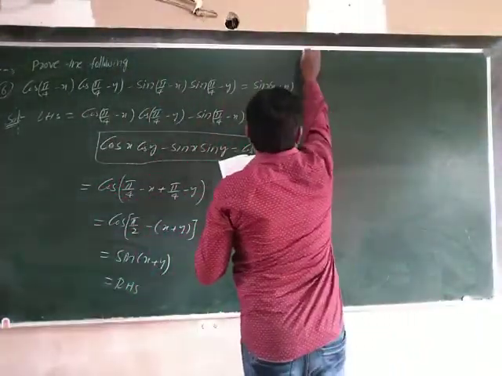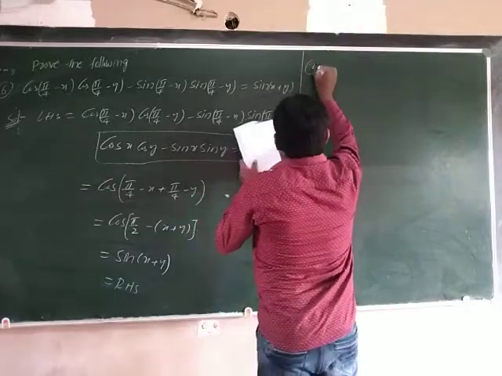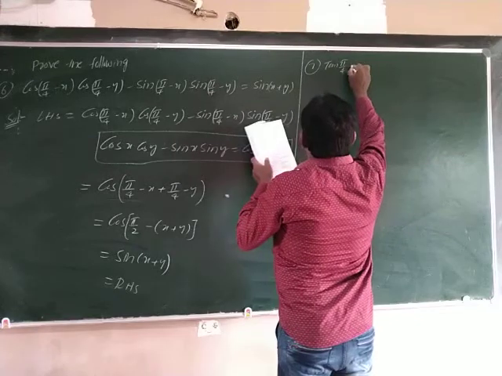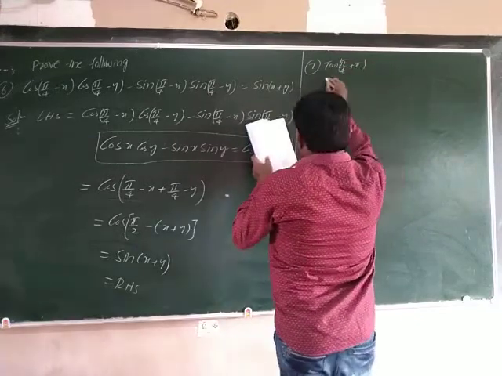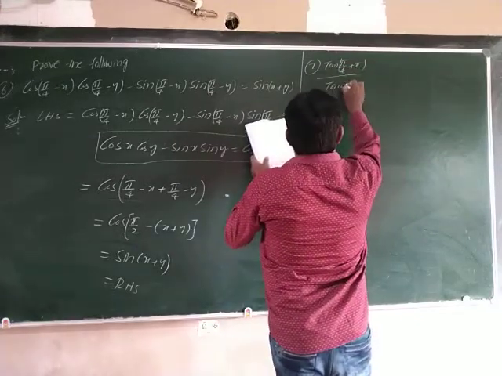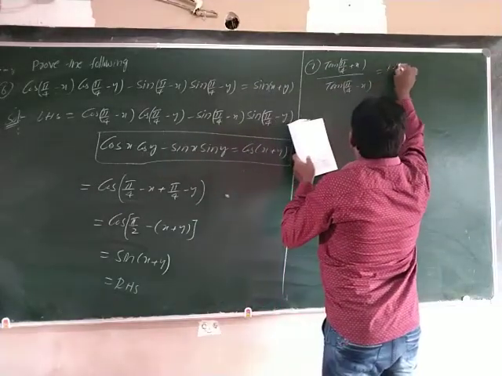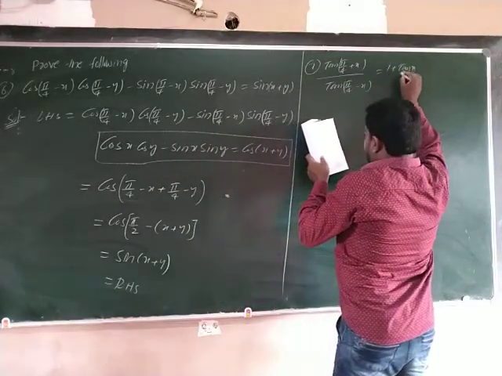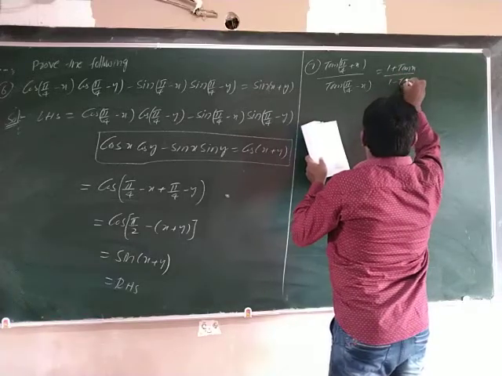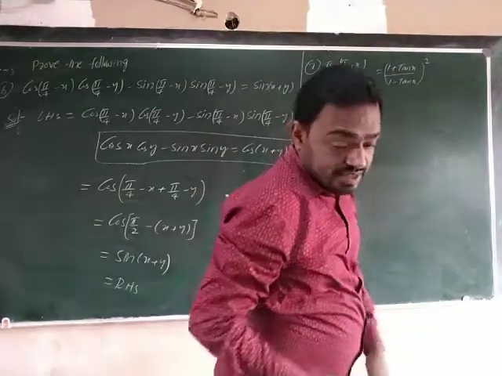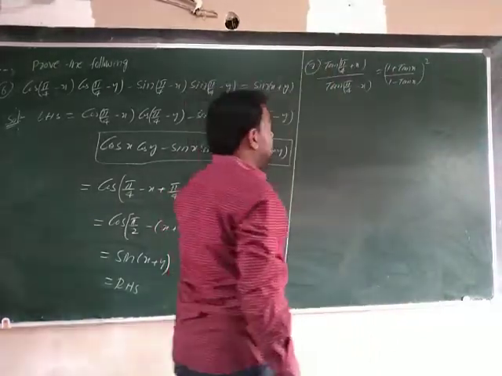Seventh question. Prove that tan(pi/4 + x) / tan(pi/4 - x) is equal to ((1 + tan x) / (1 - tan x)) whole square. This is the question. See, you take LHS.